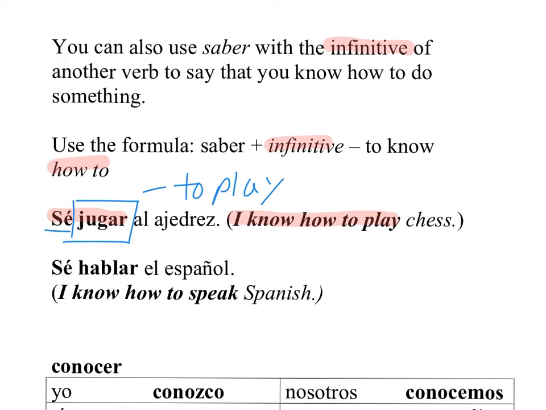Let's look at the next one. Sé hablar el español. I know how to speak Spanish. Same thing. We've got the verb saber, yo sé, and then hablar, to speak.